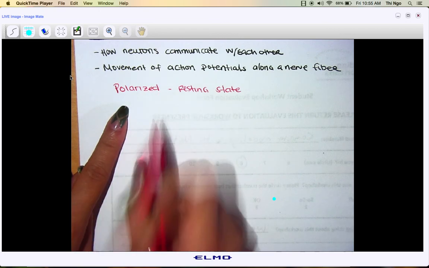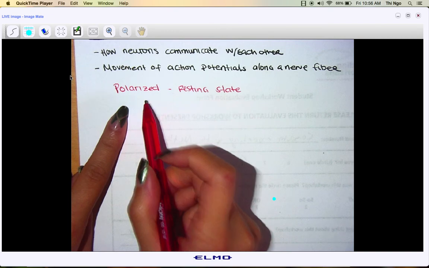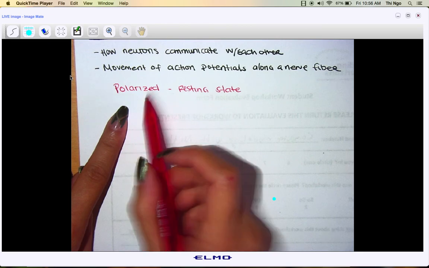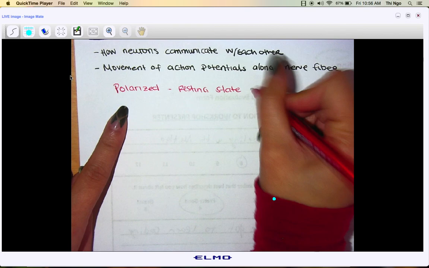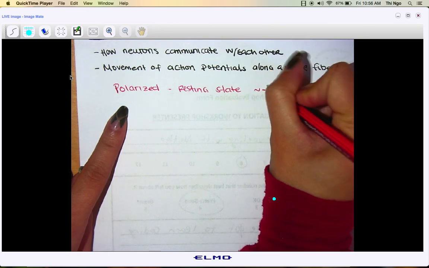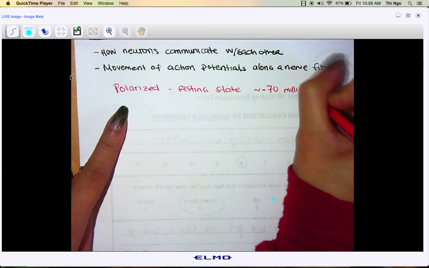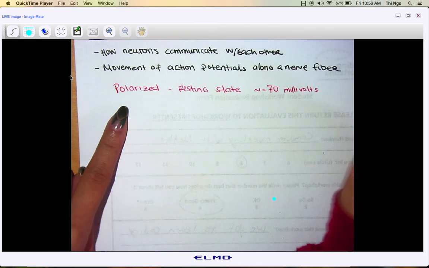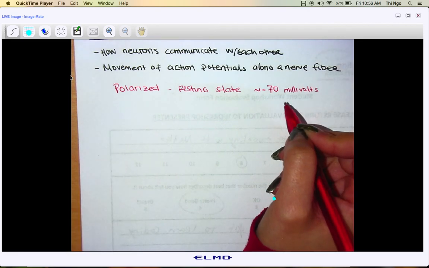So if you were to measure how much electricity something has, the unit of measurement is called a volt. You guys have heard of that, right? 9-volt batteries, 40 watts for light bulbs. So if you were to measure a resting neuron, your voltage would be approximately negative 70 millivolts. So that means we have really, really small amounts of electricity going on. Very tiny amounts of electricity.